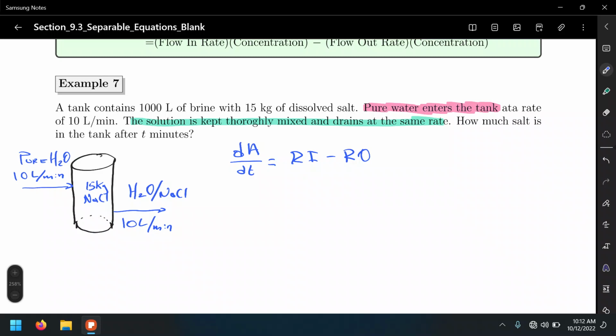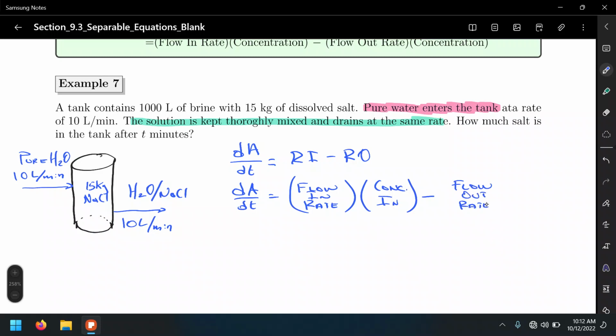And well, so in this case, let's further break this down as a rate in. That's the flow in rate, times concentration in, minus flow out rate times concentration out. Okay, so let's see.